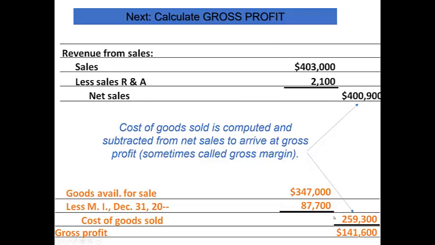So to get gross profit, we take the net sales and subtract cost of goods sold to get the gross profit. Now, gross profit is a really important figure for companies because out of this gross profit, the company has to make sure that they can pay their operating expenses, other expenses, and then still make a profit.